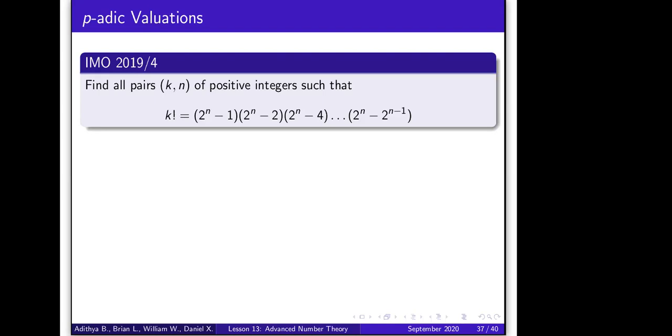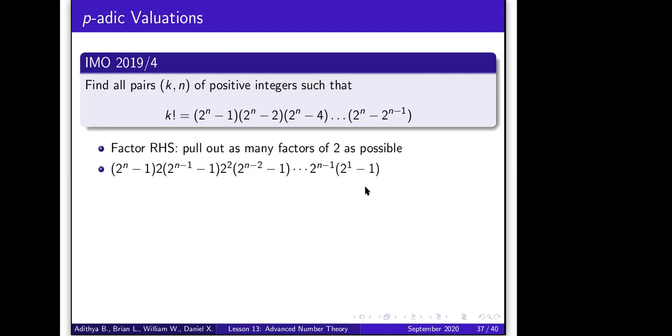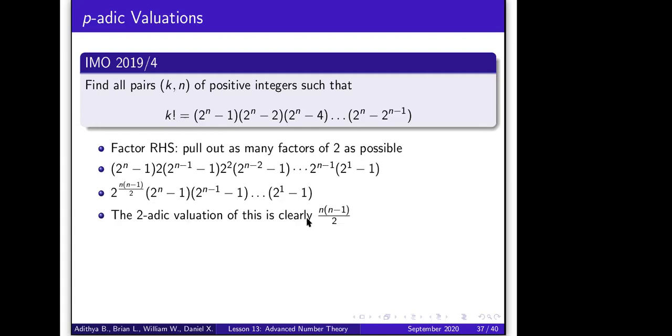Okay, so one thing that we noticed about this problem is that we have a lot of powers of 2 on the right hand side. So this motivates us to try to factor out these 2's, right? And then we can write it in this form, and we group all the 2's together. So then we get 2 raised to some big power multiplied by a bunch of odd numbers, right? So this tells us that if we take the V2 of it, then that's just the exponent n times n minus 1 all over 2.